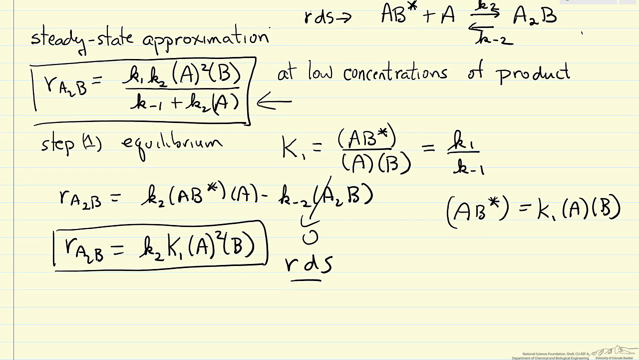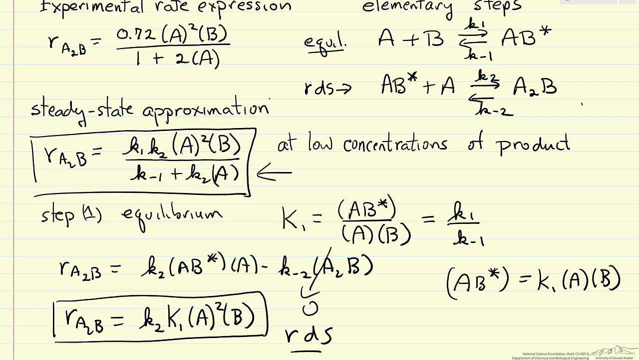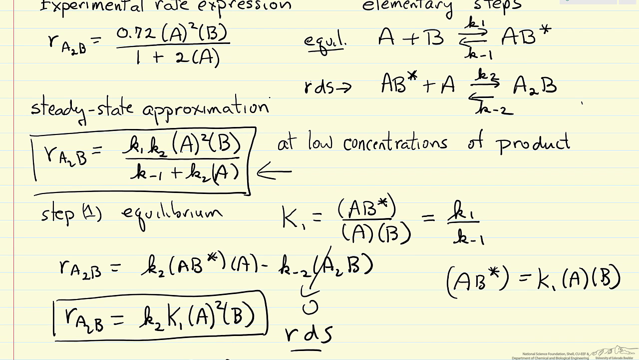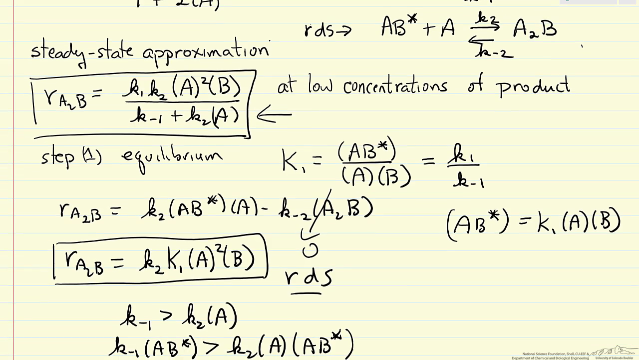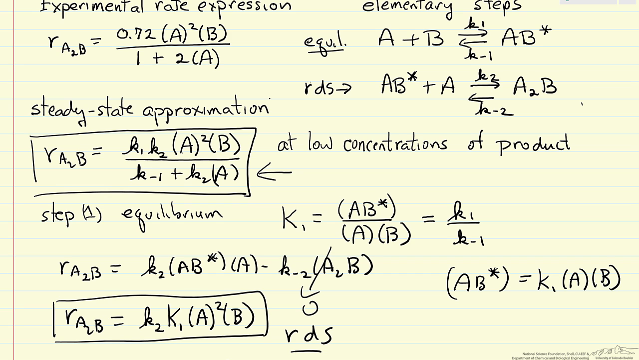What we see if we make the comparison is that the steady state approximation is the same as saying K minus 1 is greater than K2 times A. Or the other way of looking at it, if I multiply both sides by AB star, and you'll see why I'm doing this, what this is telling us is that K minus 1 times AB star, which is the reverse rate of the first step, the rate that AB star decomposes in the first reaction, is greater than K2 concentration of A times concentration of AB star. That's the rate of this second step, the forward rate.